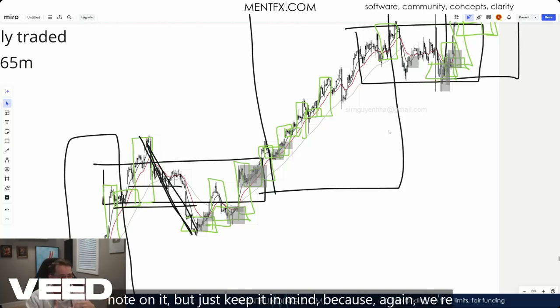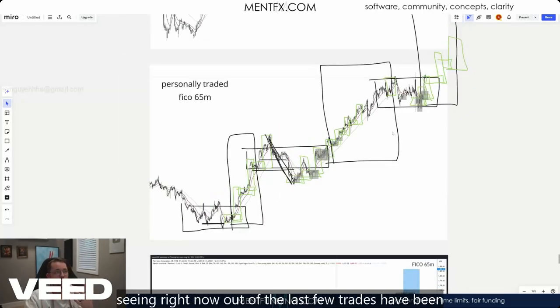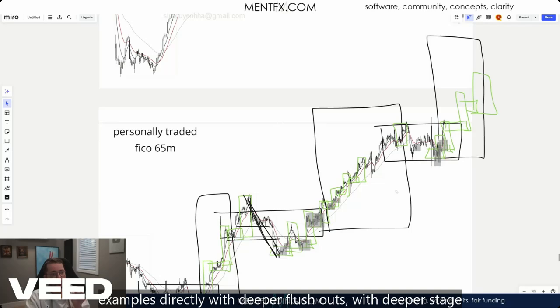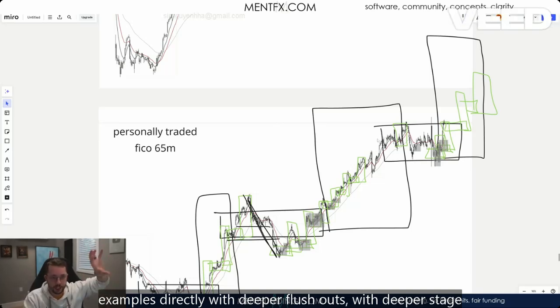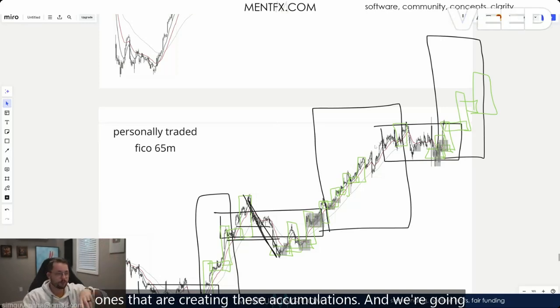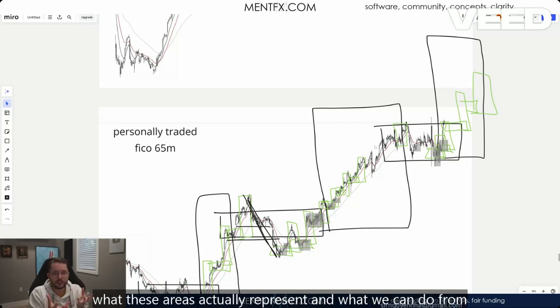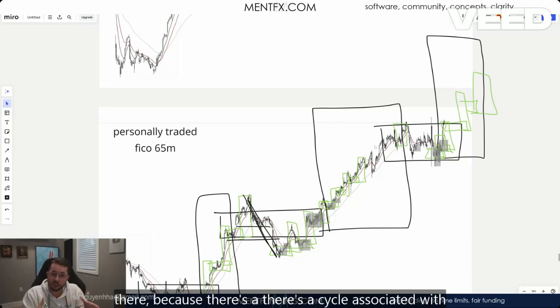You can take a note on it, but just keep it in mind, because again, what you're seeing right now out of the last few trades have been examples directly with deeper flush outs, with deeper stage ones that are creating these accumulations. And in the next video, we're going to step into what these areas actually represent and what we can do from there, because there's a cycle associated with price. But right now we're just starting here.